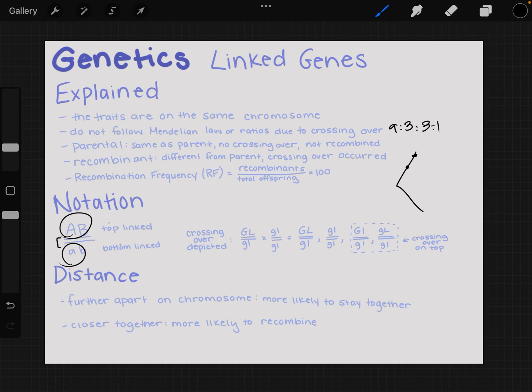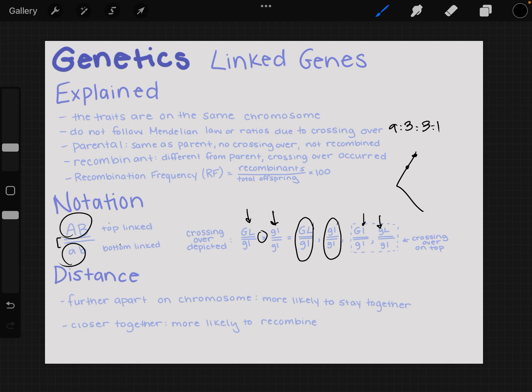So let's depict crossing over. If we have gamete 1 and gamete 2, we have the little multiplication sign which shows that those 2 are breeding. You could either have, this is a parental, this is parental. These 2 are crossed over on the top because we can see it's different, because we have capital lowercase or lowercase capital.